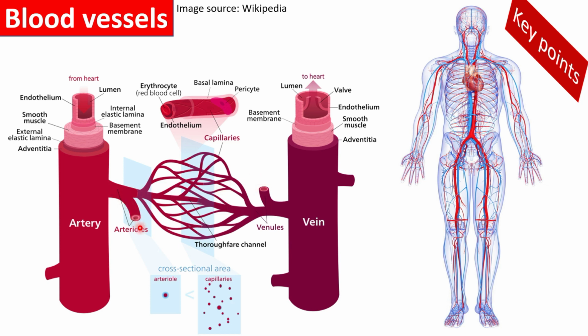Similarly, the veins branch out into minute tubular structures, and those tubular structures are called venules. And these arterioles, once again, branch out into thin hair-like blood vessels, and those minute tubular structures are called capillaries. And these capillaries join together and form venules, and these venules are connected with veins. These are the different types of blood vessels we have in our body.